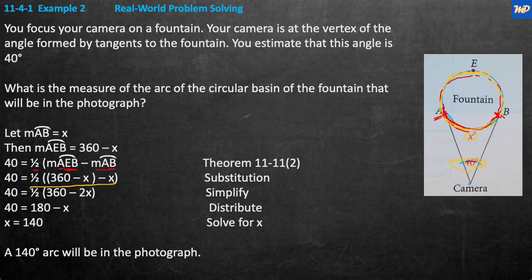So given that, if we resolve the half, simplify and get rid of the half, using the distributive property, we're going to divide the half out. We're going to get 40 is equal to 180 minus x, because we divided both by 2. 360 and the 2. Now the half is gone, and now we can take the 180 and move them around to simplify this. X ends up being 140 degrees, a 140 degree arc. So AB is a 140 degree arc that will be in the photograph.